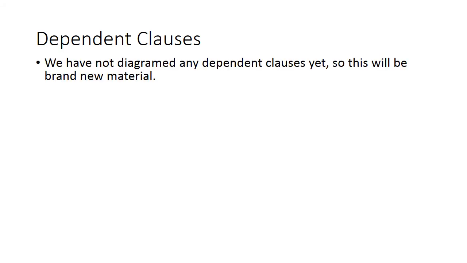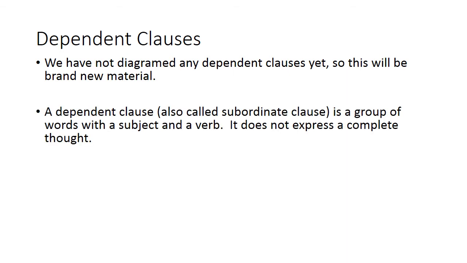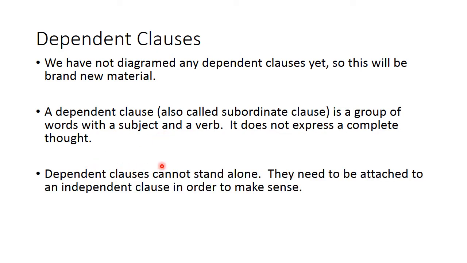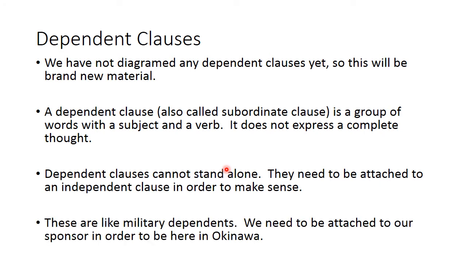Now we're going to talk about the dependent clause. We have not diagrammed any dependent clauses yet, so this is brand new material. A dependent clause is also called a subordinate clause, and it's a group of words with a subject and a verb, because that's what clauses are, but it does not express a complete thought. Because it doesn't express a complete thought, it cannot stand alone. It needs to be attached to an independent clause in order to make sense. And these are what I like to think of as the military dependents. We, as dependents, spouses, and children, need to have our sponsor to be here in Okinawa.